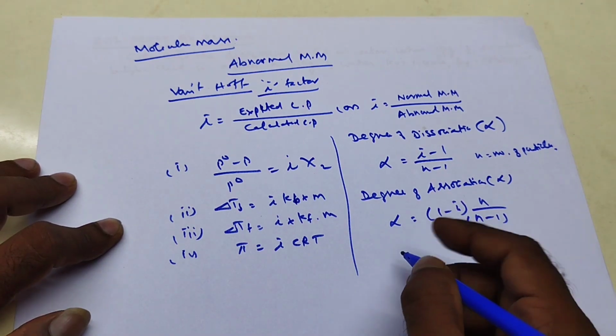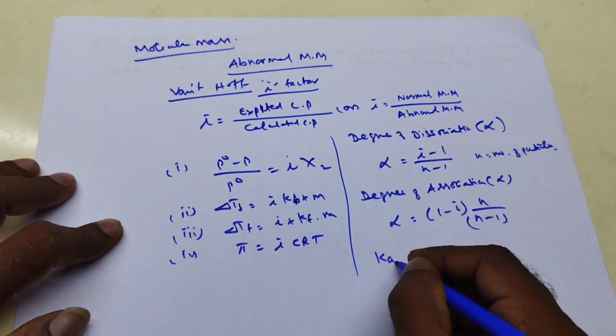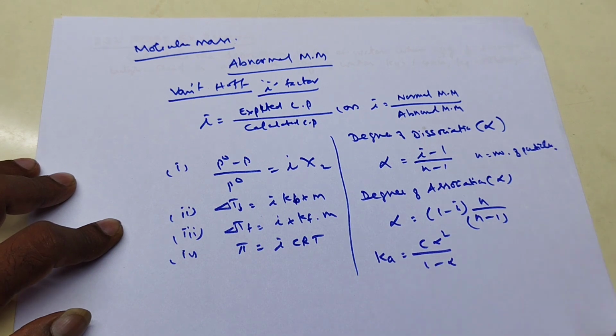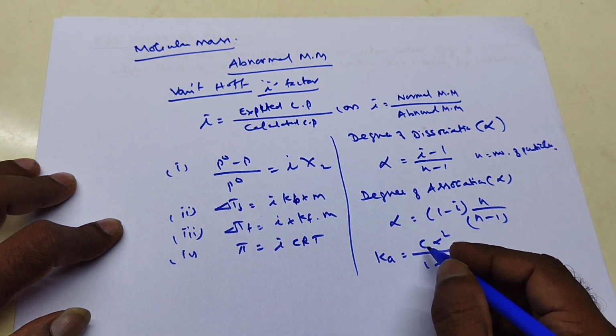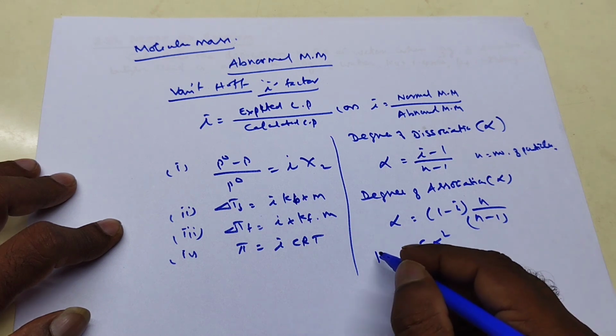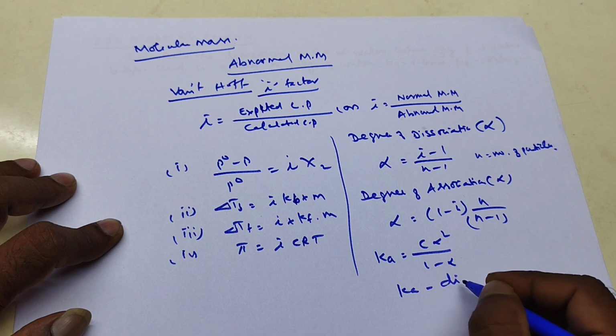Once you know the degree of dissociation, if in any problem you want to calculate the dissociation constant, Ka is equal to C alpha square by 1 minus alpha. Here C is the concentration, alpha is the degree of dissociation, and Ka is known as the dissociation constant.